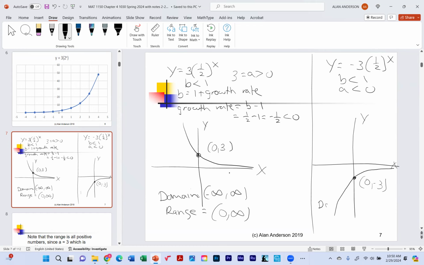So that means the domain hasn't changed. The range is negative infinity up to 0.